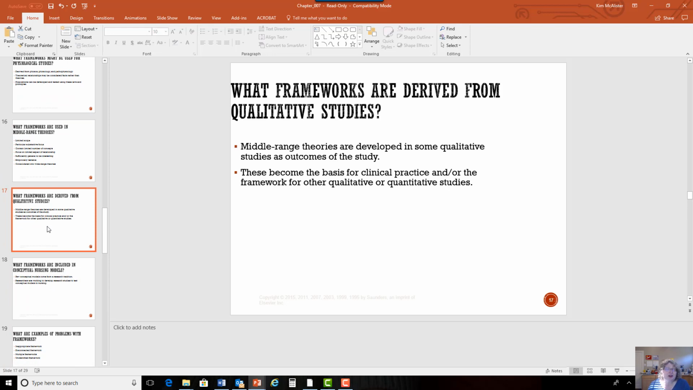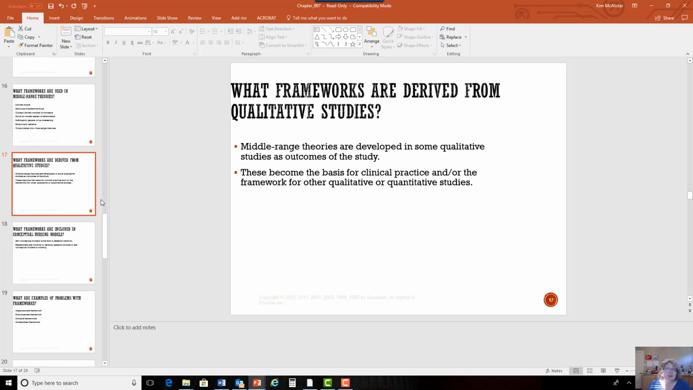So frameworks are a lot of times derived from your qualitative study. Remember, with qualitative research, you're looking at concepts, thoughts and feelings. You're sitting down and searching for themes, having an interview with the patient and exploring common themes and so forth. By pulling that information in, you can use it to develop a framework. And then that framework may be used to construct and carry out quantitative research.